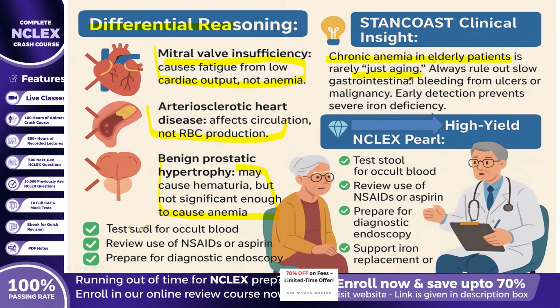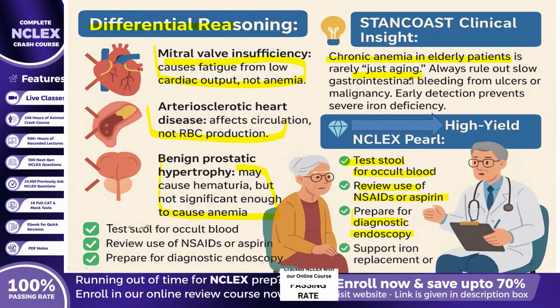Finally, turning to a high-yield exam takeaway, Stan Coast High-Yield NCLEX Pearl. In clients with unexplained anemia, always test for occult blood in the stool and review medication history for non-steroidal anti-inflammatory drug or aspirin use. The triad of fatigue, pallor, and low red blood cell count should make you think of a hidden bleeding source. Key nursing priorities include notifying the healthcare provider, preparing the client for diagnostic endoscopy, and initiating iron supplementation or transfusion as ordered.